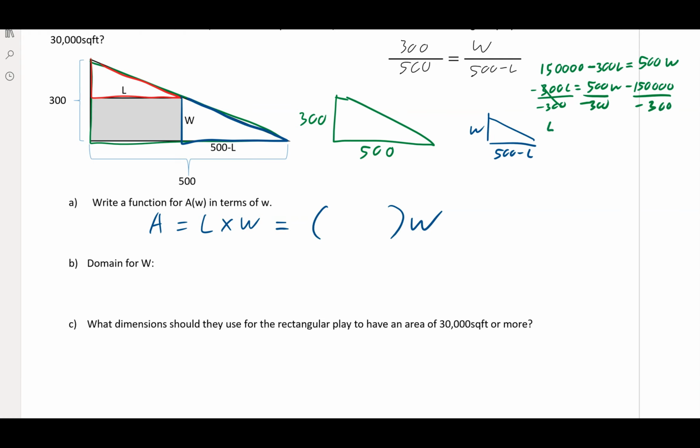And you got to pay attention to the zeros here. So this would be negative 5/3 W plus 500. So 2 zeros are canceled, leaving us with 2 zeros there. So 15 divided by 3 is 5. All right, so now we can plug that in. And then this equals negative 5/3 W squared plus 500 W.